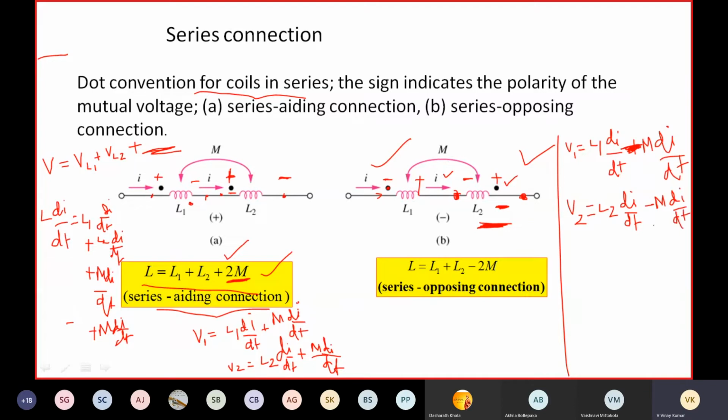Then if we add the two voltages, V is equal to V1 plus V2, you are going to get L equivalent di by dt, which is equal to L1 plus L2 minus 2M into di by dt. Then L equivalent is equal to L1 plus L2 minus 2M. This is the series opposing connection.